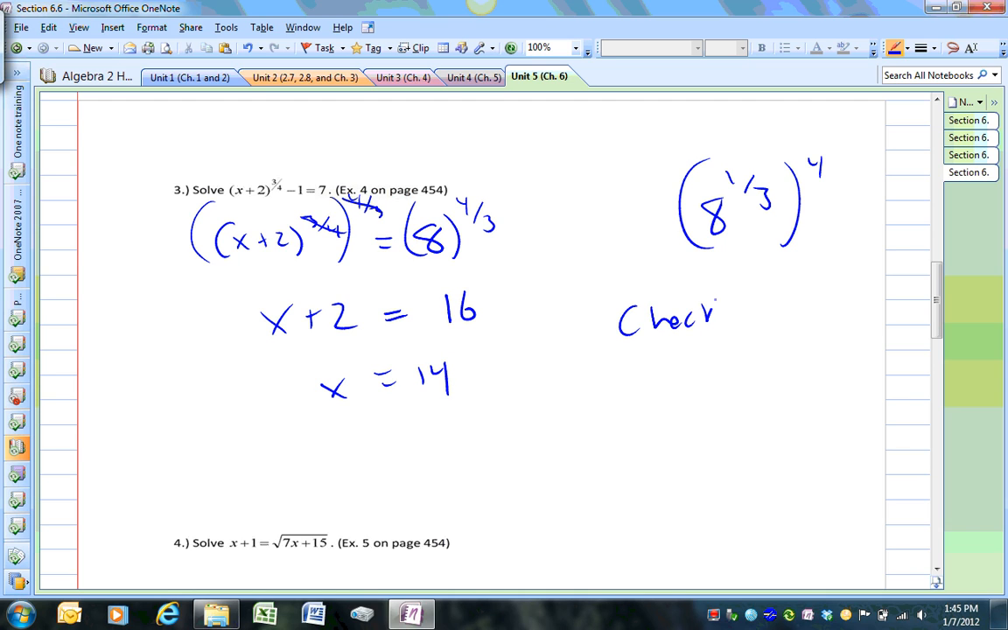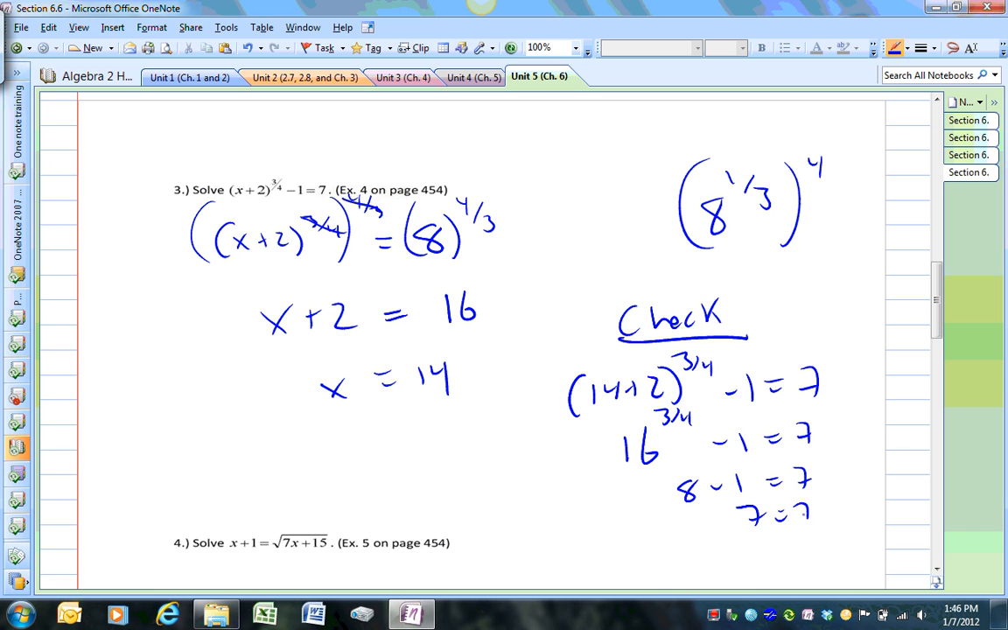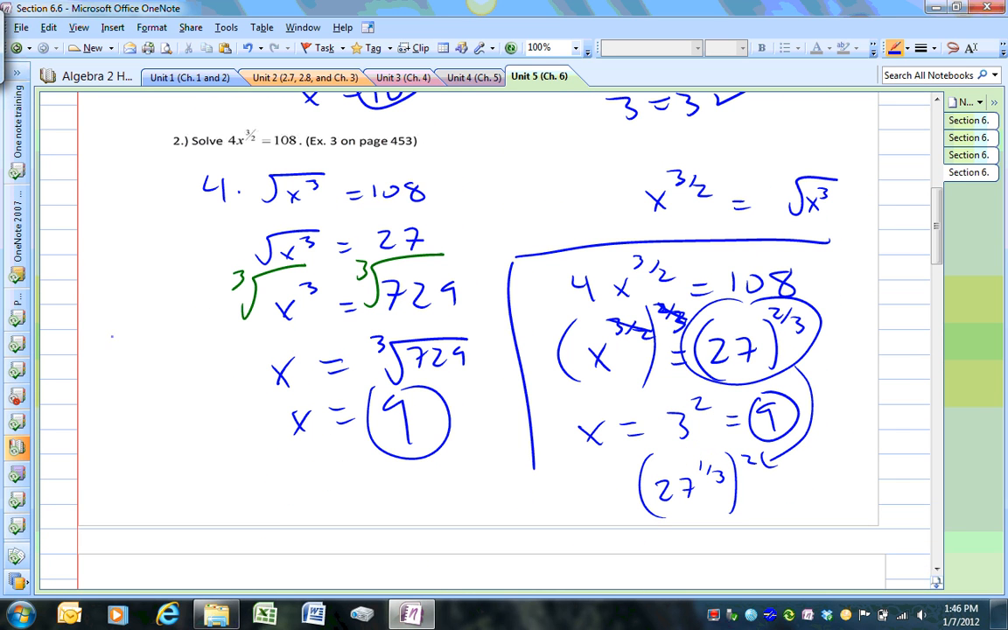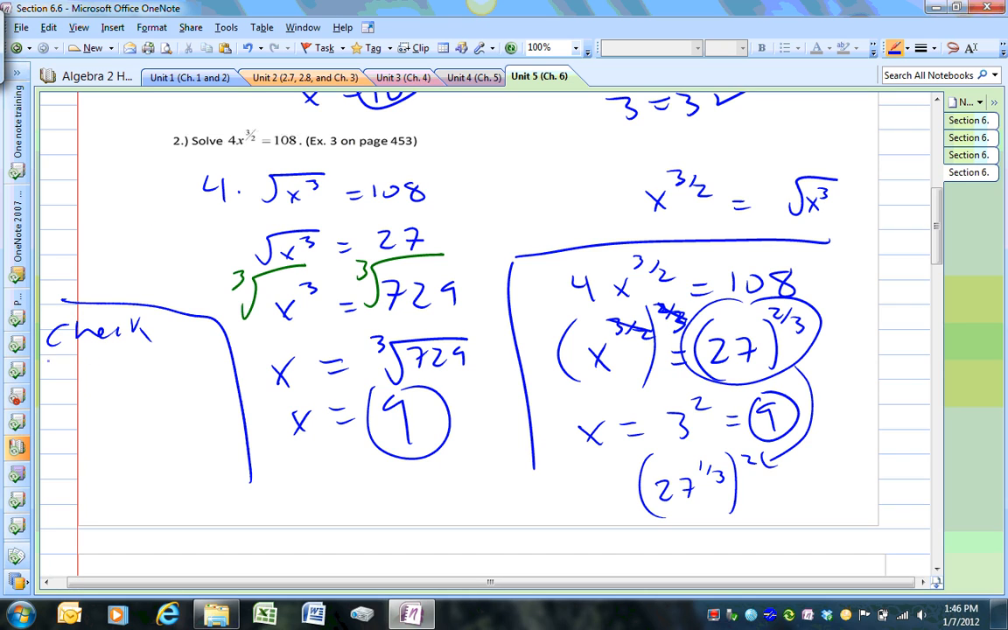I did forget to check for number 2. I'll come back to that, but if I did 14 plus 2 raised to the 3/4 minus 1 equals 7, and it does work out. And if I were to check over here, 4 times 9 to the 3 halves equals 108. That'll be 4 times 27 equals 108. So that works as well.